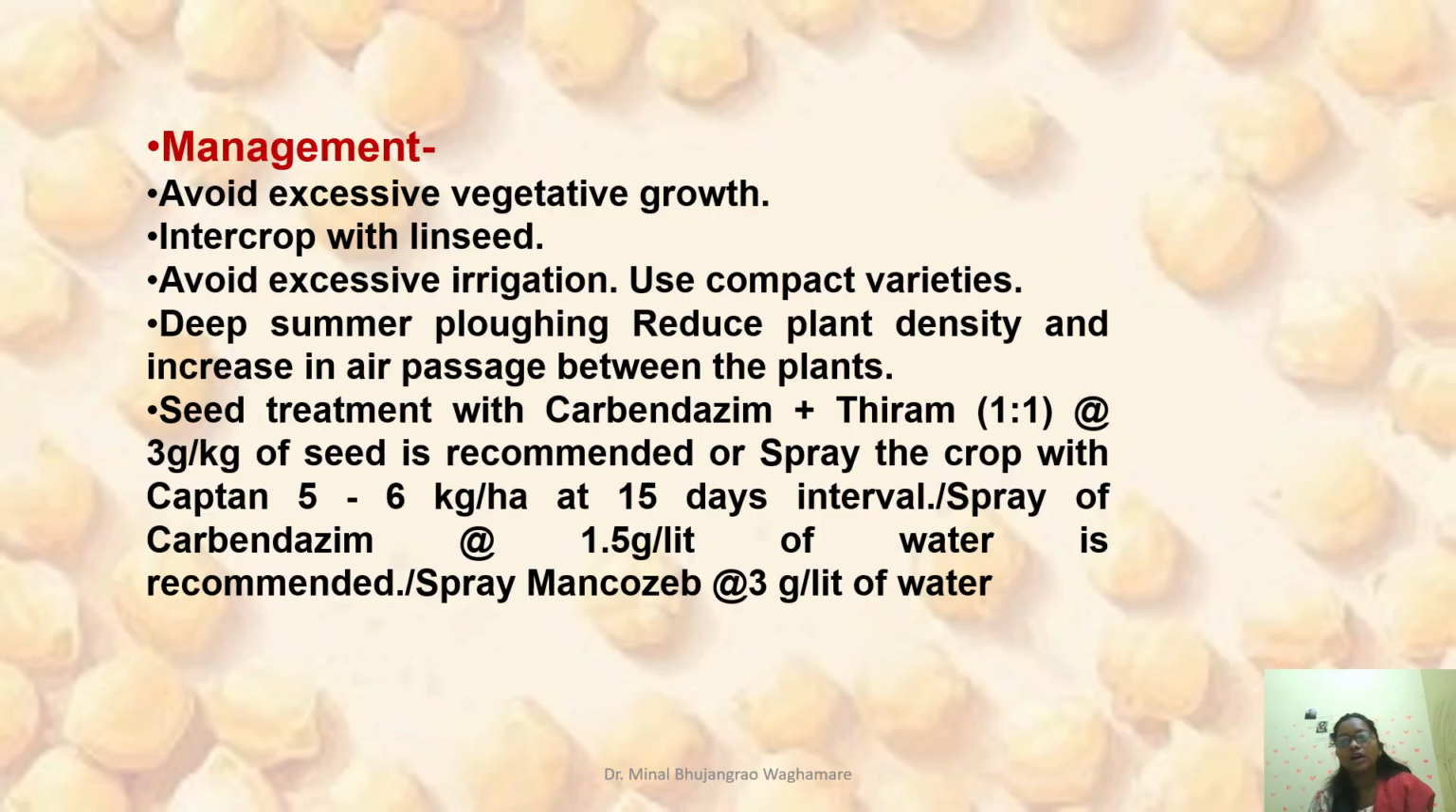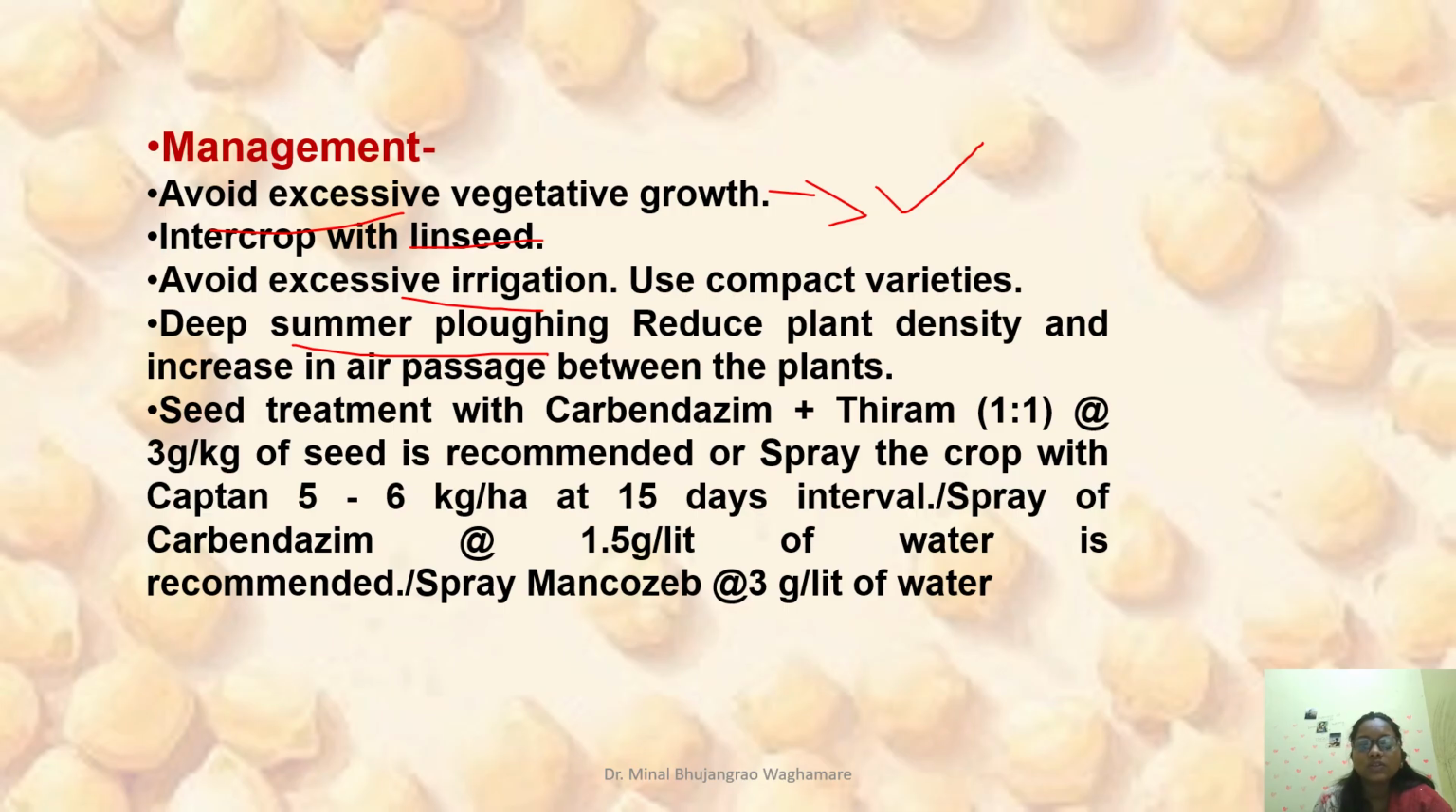Coming to its management, avoid excessive vegetative growth. It means a controlled dose of nitrogen should be applied to avoid excess vegetative growth, which generally attracts the pathogen of Ascochyta blight. Intercrop with linseed so that the pathogen can be diverted, as well as enhance the other income of the farmer. Avoid excess irrigation. We have to maintain the irrigation channel, and deep summer plowing is again helpful in this management because it will help to destroy the pathogen spores present inside the soil with the help of sunlight.